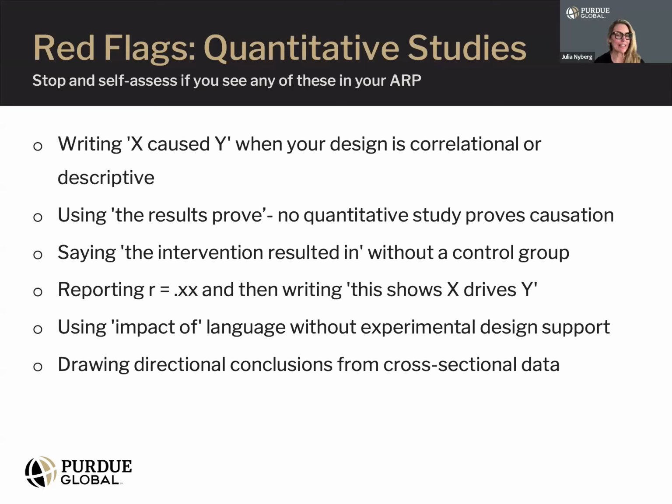Once again, using the impact of language without experimental design. Same issue as before. This is reserved exclusively for experiments. Lastly, drawing directional conclusions from cross-sectional data. If your data was collected at one point in time, you cannot say what came first. Cross-sectional data describes a snapshot, not a sequence. It's kind of like the chicken and the egg problem.